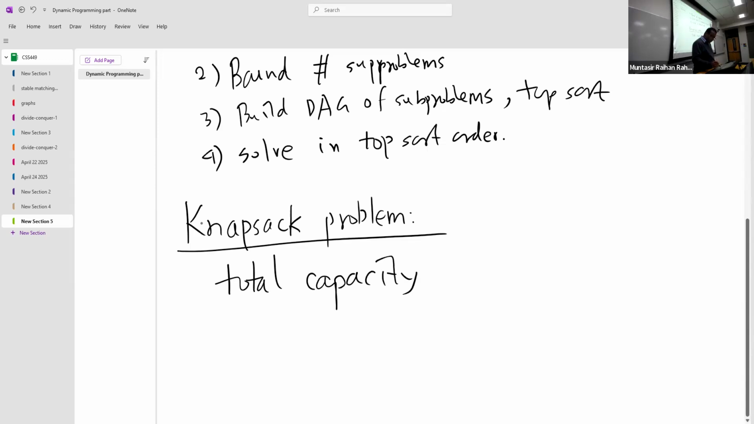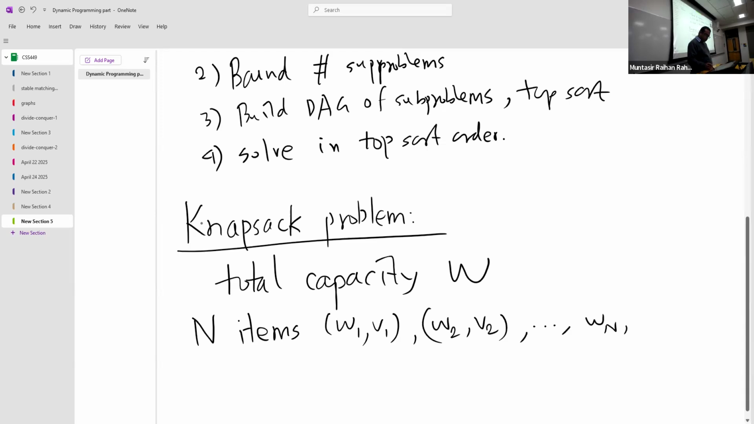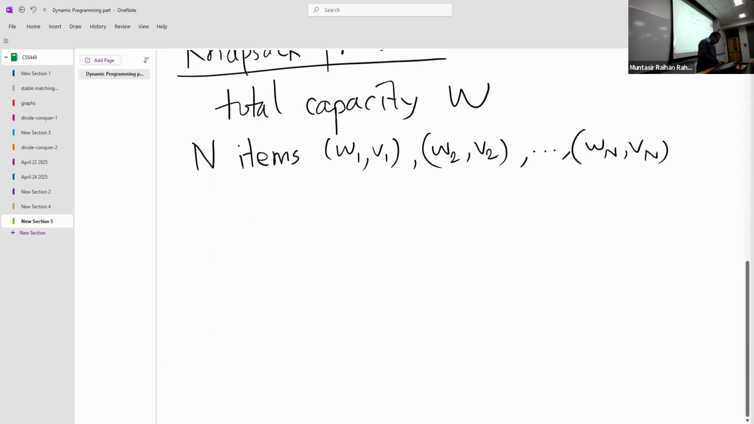You have a total capacity, let's call it W, and you have n items. The items have a pair of values. One is the volume of the item, another is the value of the item, how valuable it is. So w1 is the amount of volume or space of that item, and v1 is how valuable it is. That's your input.